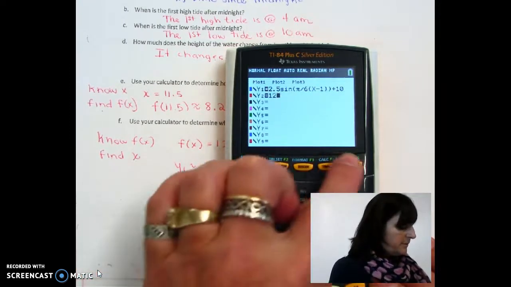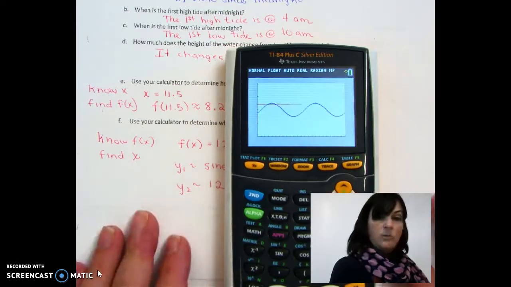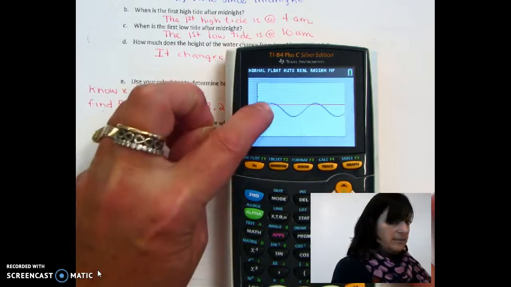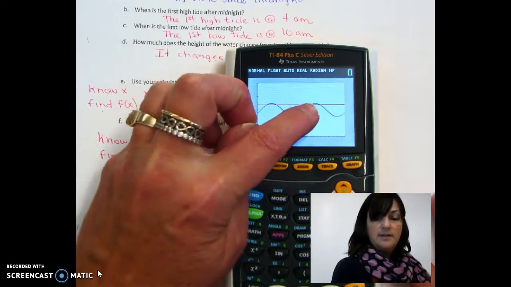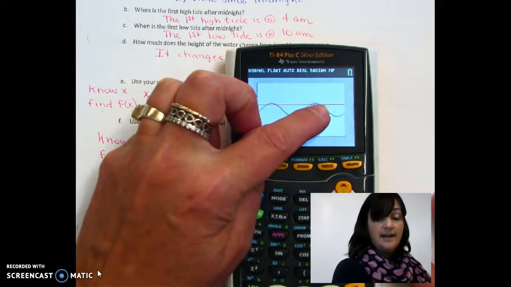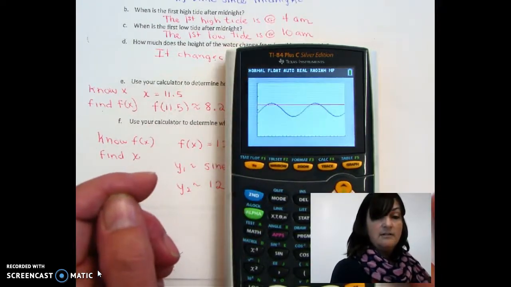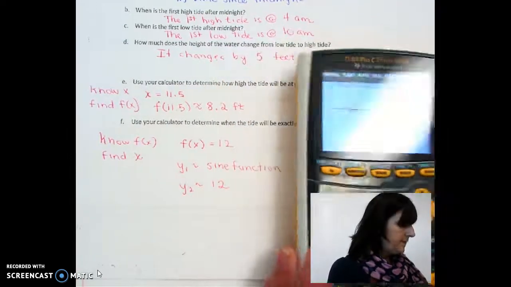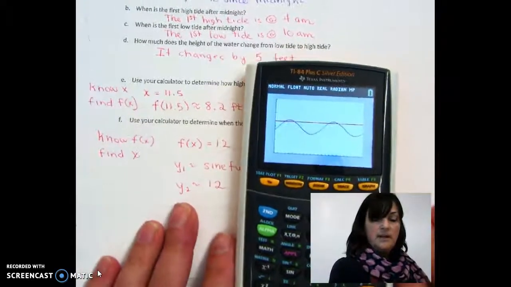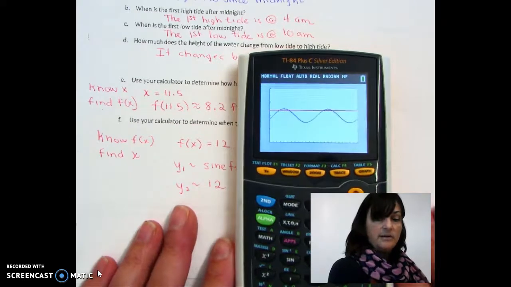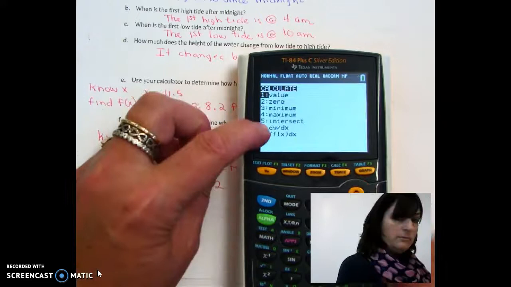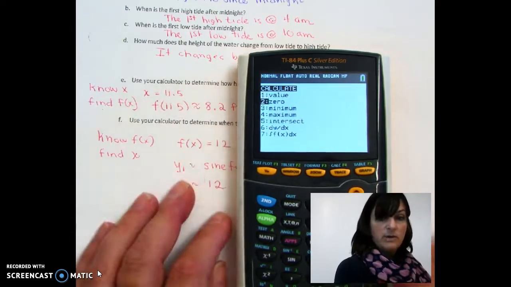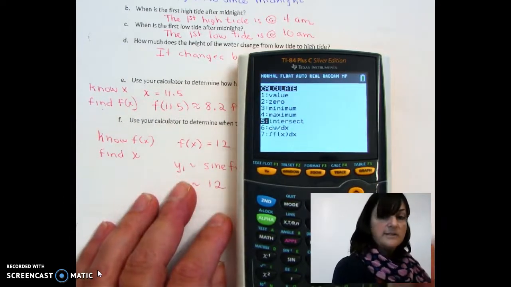And now what we're going to do when we press graph is we're going to see the line y equals 12 intersecting our graph. And each of the places where the red graph intersects the blue graph is a time when the height of the tide is going to be exactly 12 feet. So now we need to use the calc button again on our calculator to find those points of intersection. So second, calc, and we want to do number 5, which is the intersection point. I'll model one of them for you, and you can practice finding it on the other.